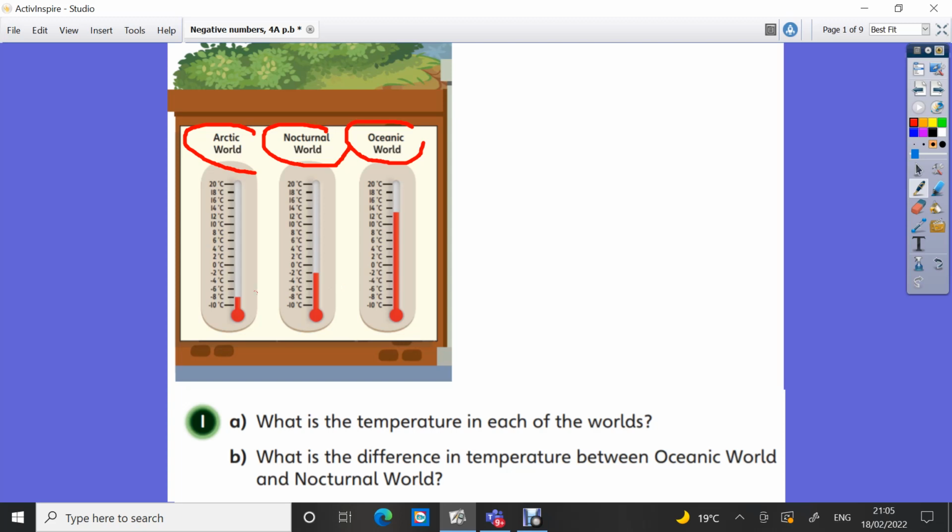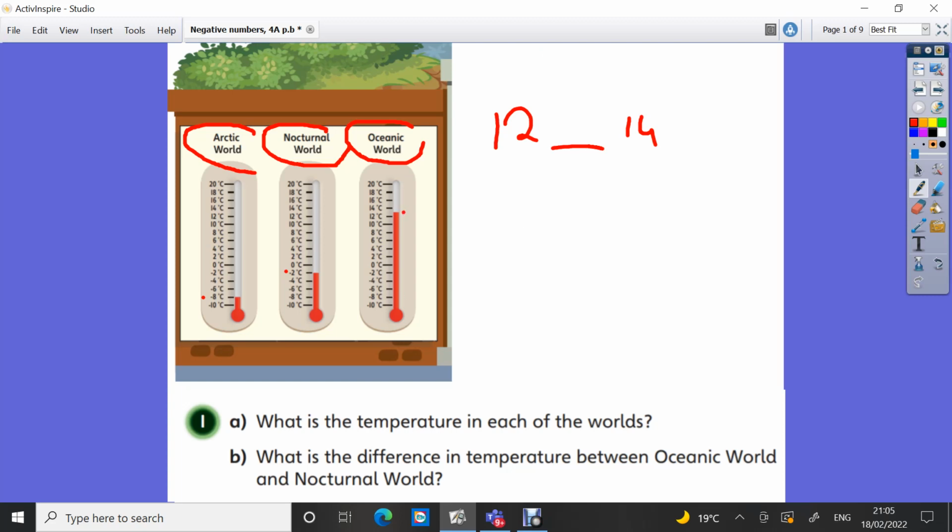In Arctic world, it is -8, here is -8. In nocturnal world, it's -2. And on oceanic world, where is it? It's between 12 and 13. What is the middle of 12 and 13? What number comes between 12 and 14? Which number comes between 12 and 14? Just think about it and write it down here.